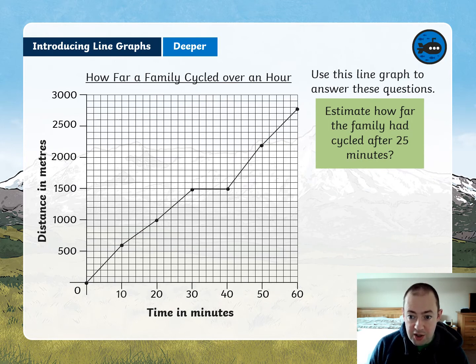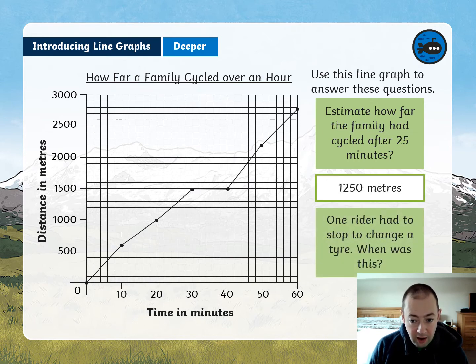Here's some more questions. Estimate how far the family had cycled after 25 minutes. Now this time the line graph has changed ever so slightly. If I have a look, halfway between 20 and 30 would be 25, so I'd have to get the exact halfway point. That's not on a line, it's halfway between the two lines. So I'd have to look up halfway between 20 and 30, look up to the line and then look across, and I can see it's roughly halfway between 1,000 and 1,500. That would be 1,250.